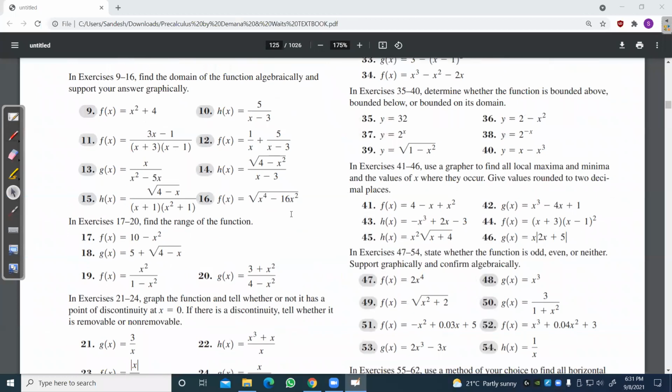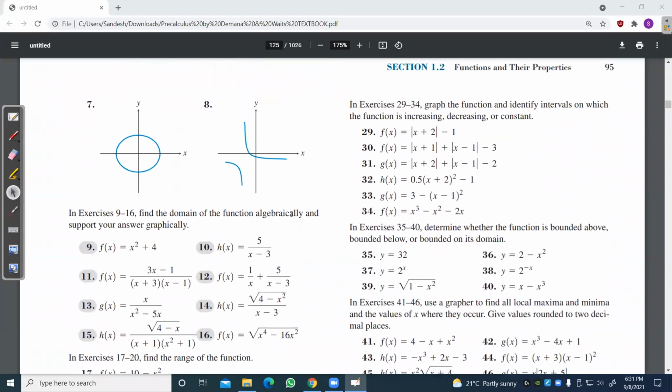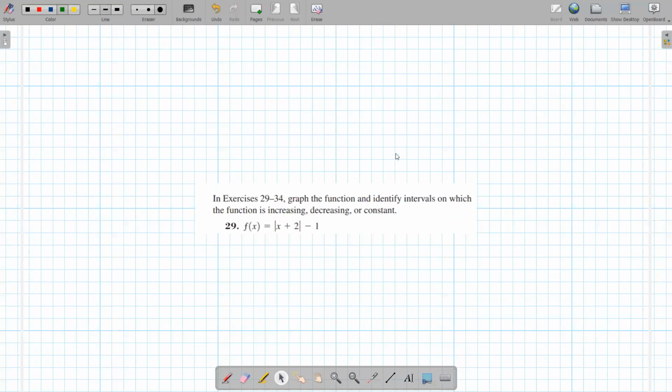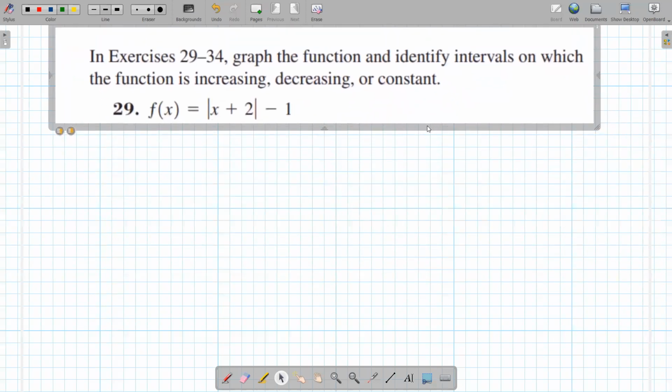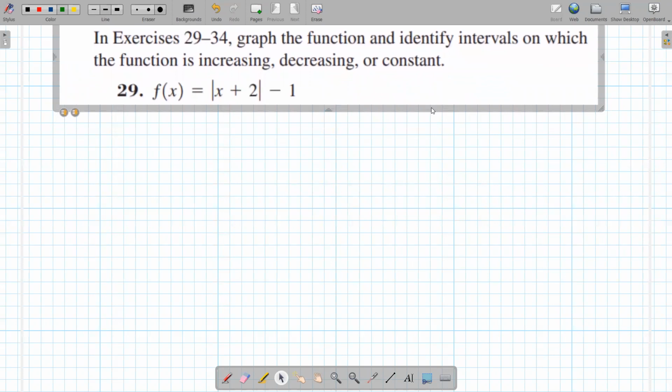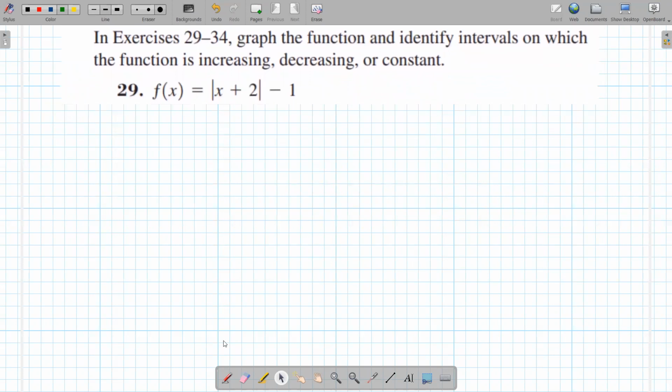Okay. The next one is 29, I think. Let me just check. 29. Yeah, I can see more transformations here. So what does this function look like? What's the parent function? Okay. The parent function is absolute value of x. Yeah, so that looks like a V, right? What has happened to the parent function?